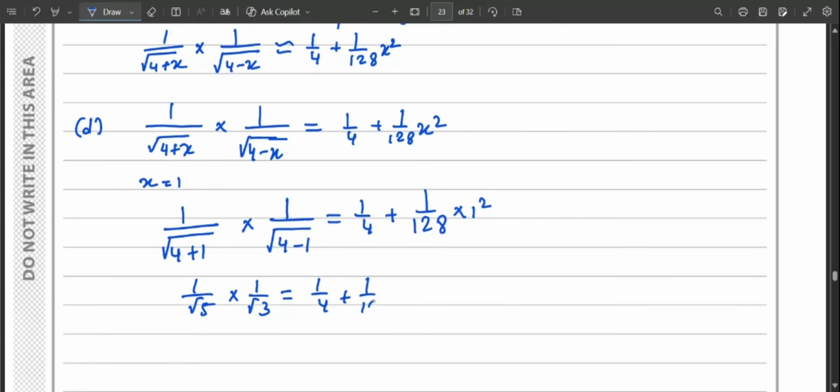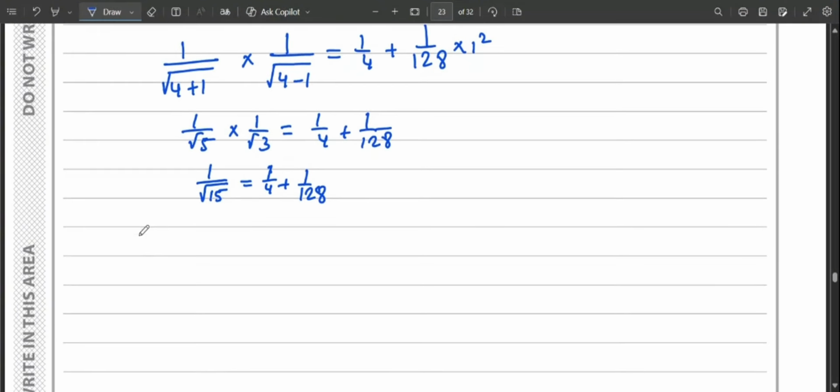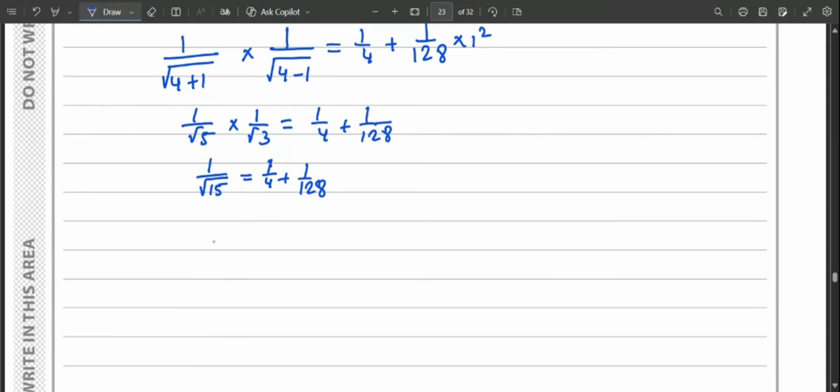The reason why I can write root 5 into root 3 as root 15 is because multiplying the root of something with the root of another thing is equal to the root of their product. That's why I can combine root 5 into root 3 as root over 5 into 3, which is root 15.